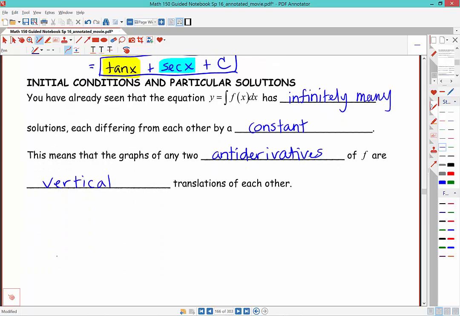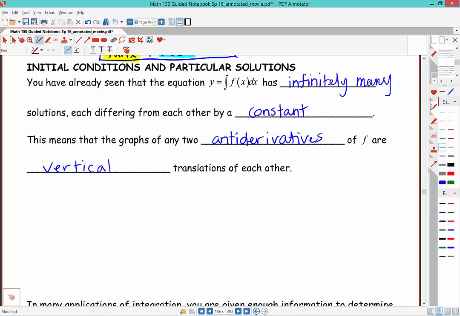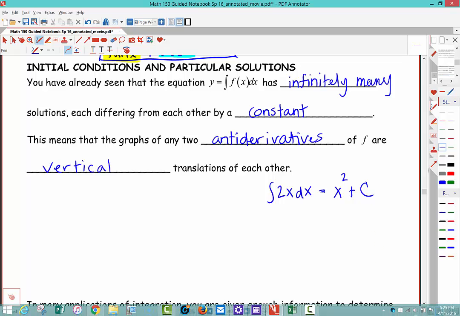So here, basically, if you have something like from the warm-up, we had the integral of 2x with respect to x, and that was equal to x squared plus c, right? So if we're thinking of what that graph would look like, we would have these infinitely many parabolas.